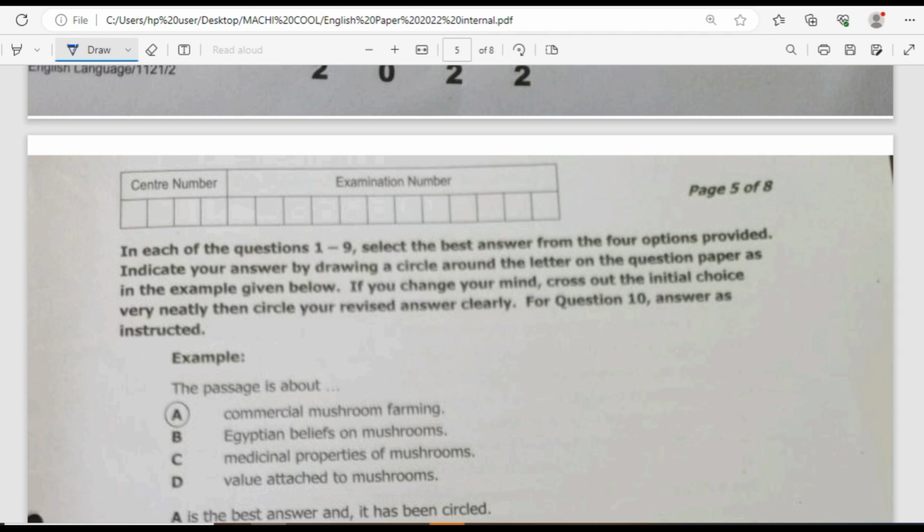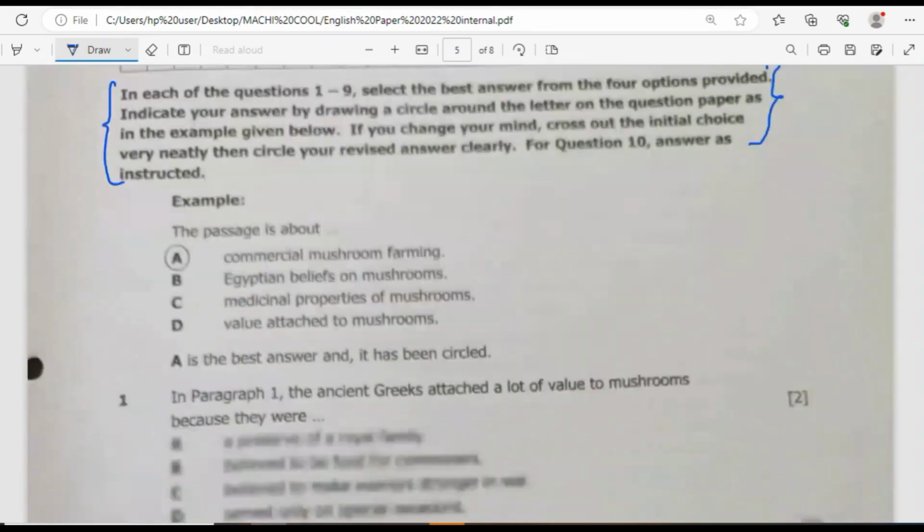So question 10, answer as instructed. You have to pay much attention to these instructions which are given. These instructions are very, very important. You have to pay much attention to them. They've said that for the answers, you have to circle them.